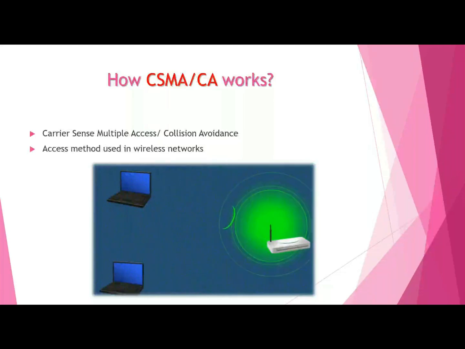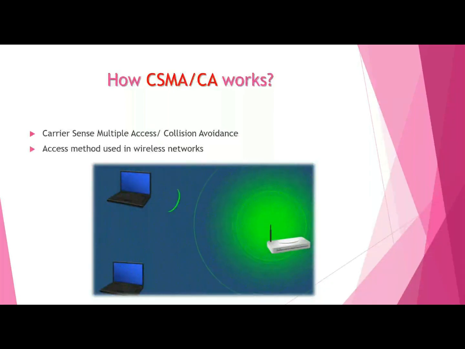CSMA CA stands for Carrier Sense Multiple Access Collision Avoidance. This is the access method that is used in wireless networks. Let us discuss the basic working principle of CSMA CA.